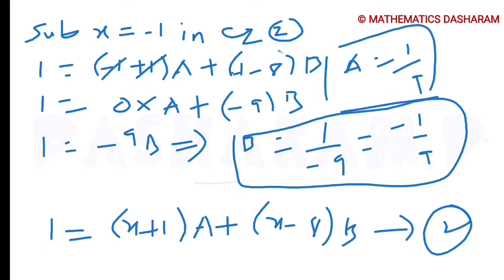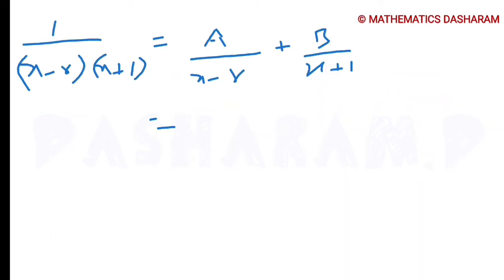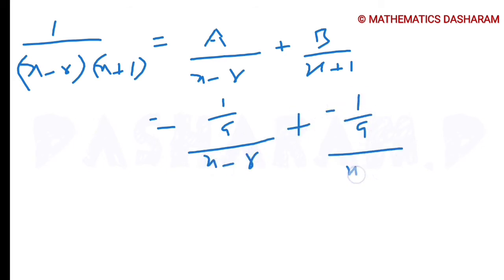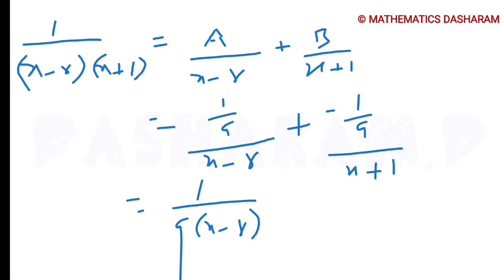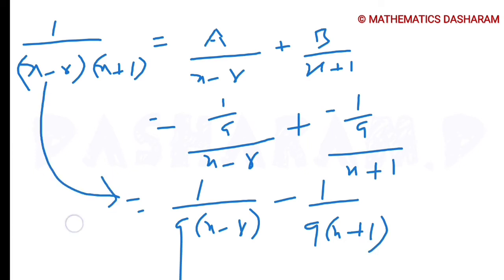Substitute these two values in equation 1. So the a value is 1 by 9 divided by x minus 8, and the b value is minus 1 by 9 divided by x plus 1. So 1 by 9 into x minus 8, and here plus or minus, minus 1 by 9 into x plus 1. So now the given fraction is resolved into partial fractions.